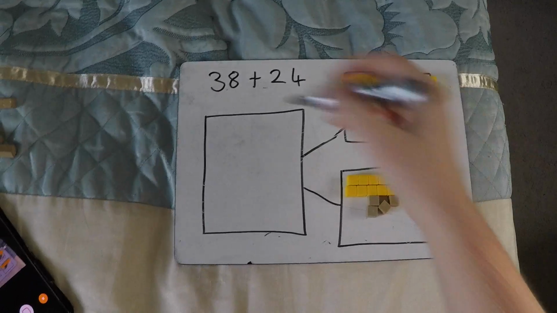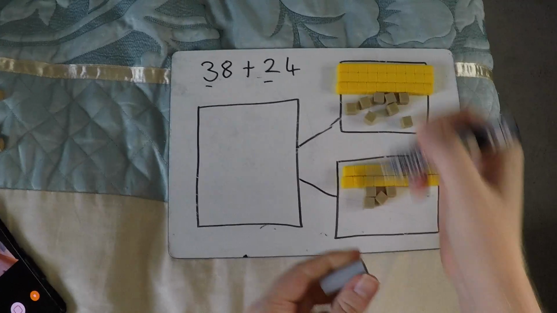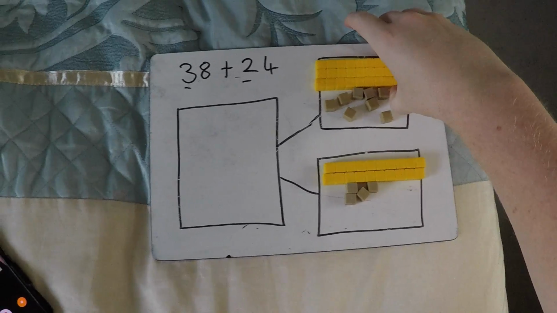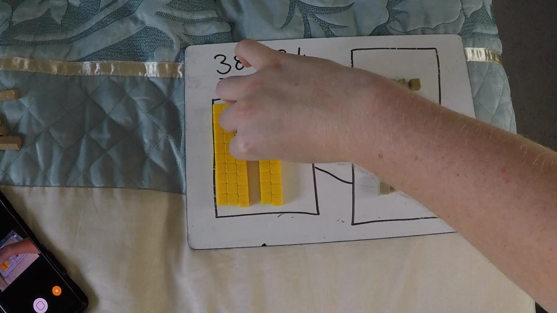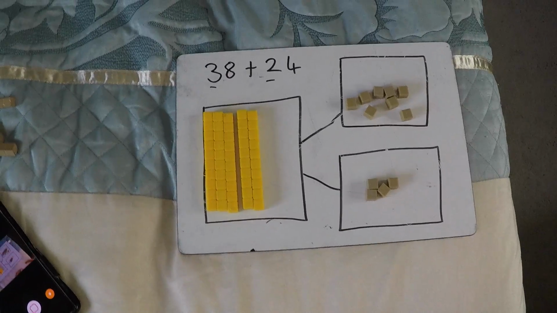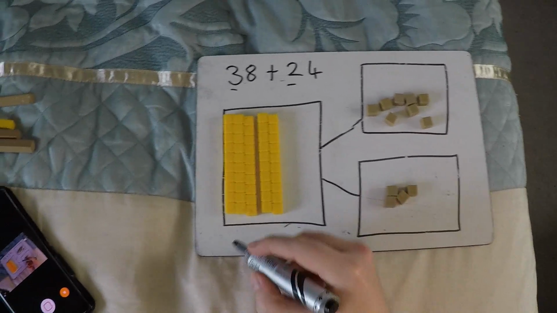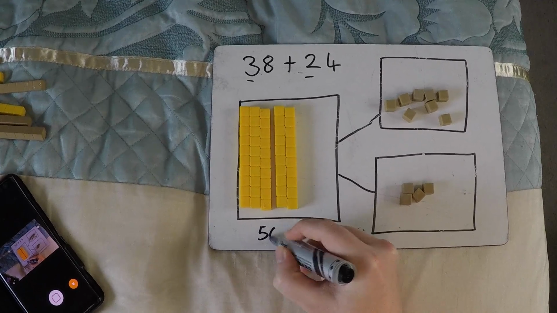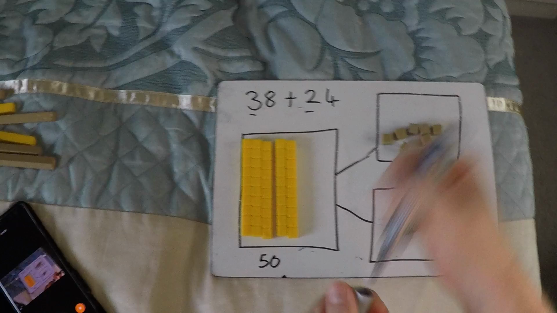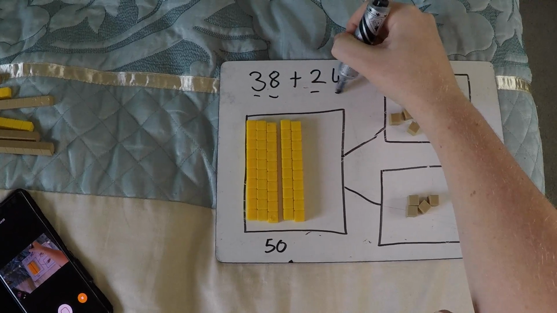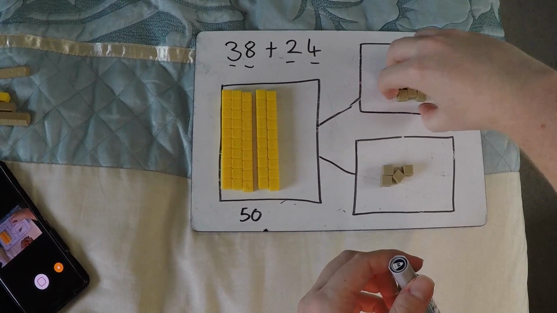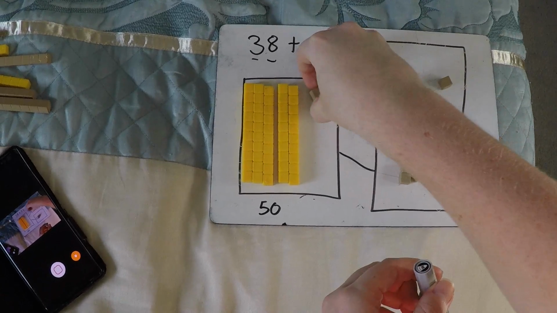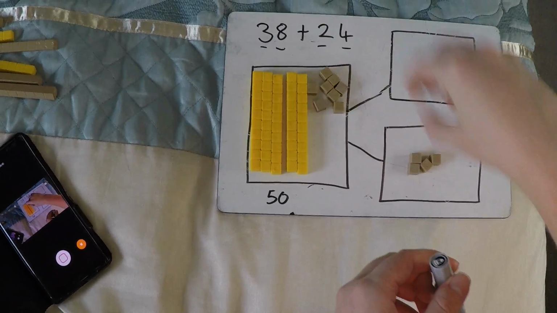So I'm going to take my 10s again, 3 plus 2. While I'm doing this, you can work that out. 3 tens plus 2 tens gives me 5 tens, so I've got 50 here. And then I'm going to move my 1s, my 8 and my 4. There's my 8 and my 4.